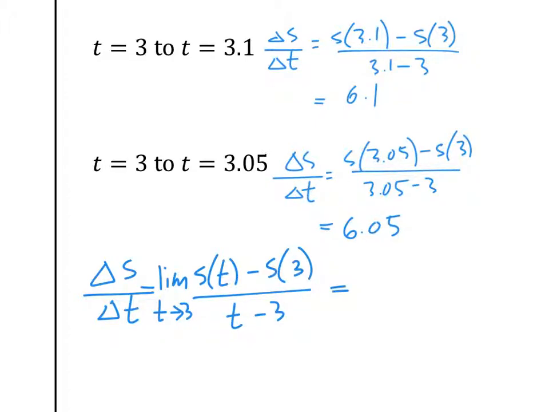Well, what is S of t? T squared. Okay, S of t is t squared. And then what is S of 3? 9. Let me rewrite this. Okay, limit as t goes to 3 of t squared minus 9 over t minus 3. Okay, so what happens is if I put in 3 right now, what's going to happen?